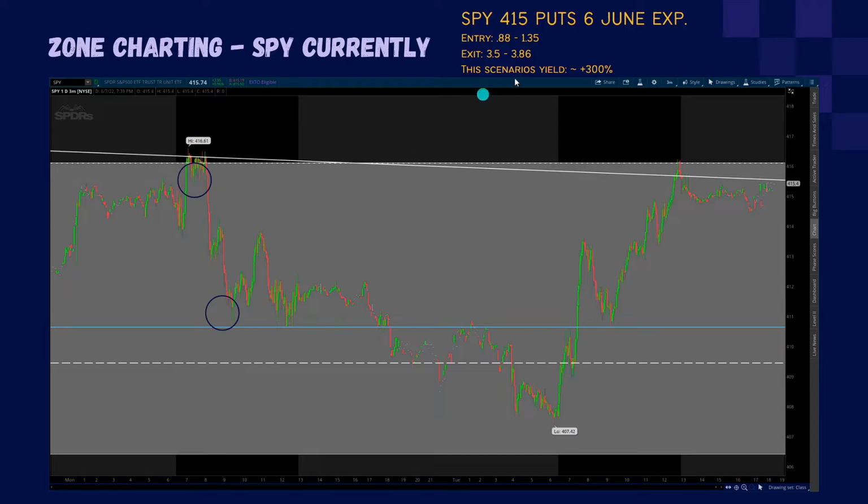And in this example, we had the 415 puts for Monday's expiry, June 6th. And you'll get a visual here in a second. But the entry, according to Beast, should have been 88 cents to a buck 35 with an exit of 3.5 to 3.86. And in this scenario, you would have yielded above 300%, which could have actually been more than that depending on where you entered in your range.